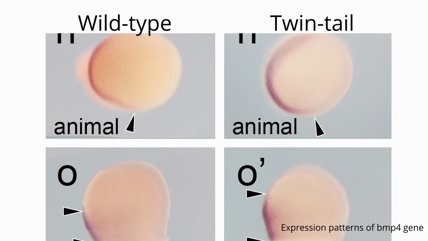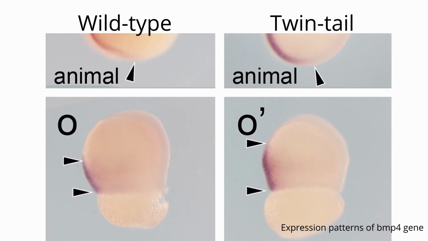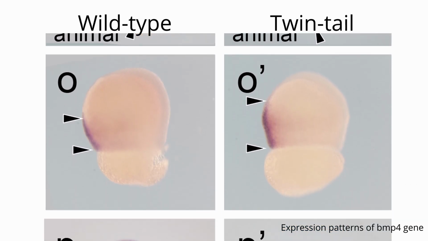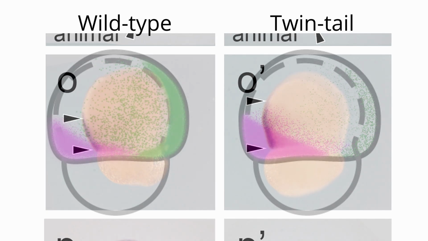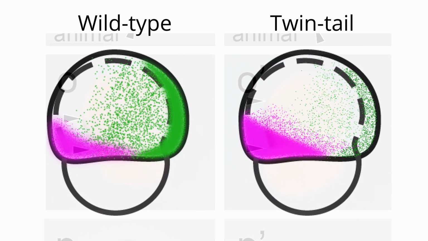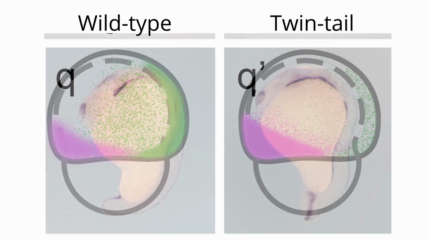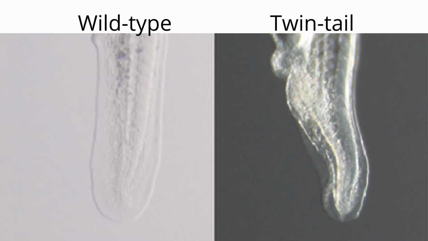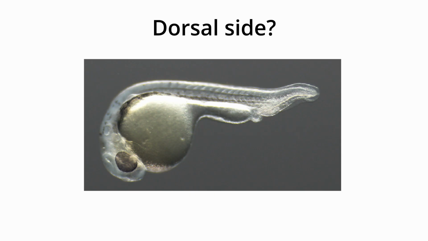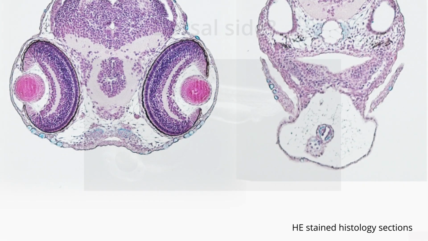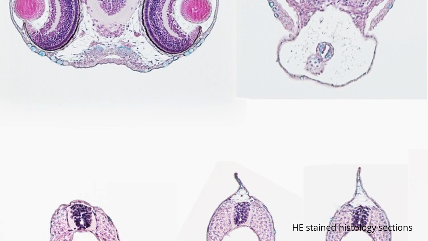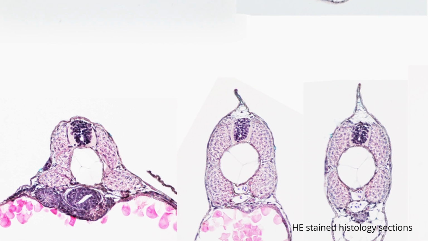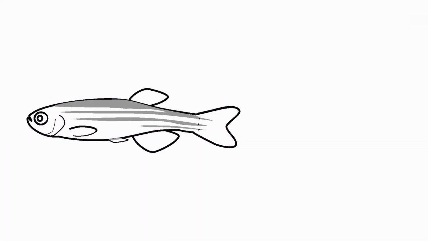In twin-tail goldfish, ventrally expressed genes seem to show abnormal patterns, supporting the hypothesis that the coding gene mutation affects the dorsal-ventral axis formation and the caudal fin development. So what about the dorsal side? The dorsal side of vertebrates is an important region that gives rise to the neural tube, and it is indeed possible that a reduction in this area could lead to lethality.